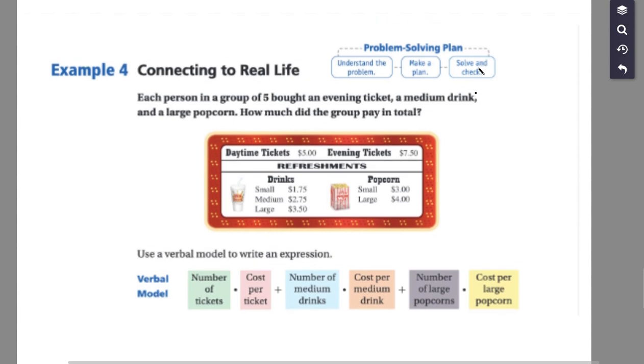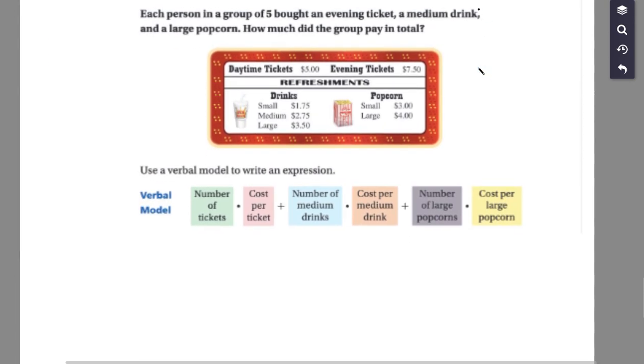Okay? All right, so we've kind of broken this down. We need to know the number of tickets times the cost of each ticket, the number of medium drinks times the cost per medium drink, and then the number of large popcorns times the cost per large popcorn. So the number of tickets, we got 5 people, so that's going to be 5 people times the cost per evening ticket, which is $7.50.